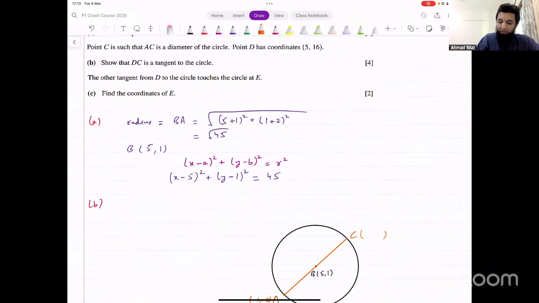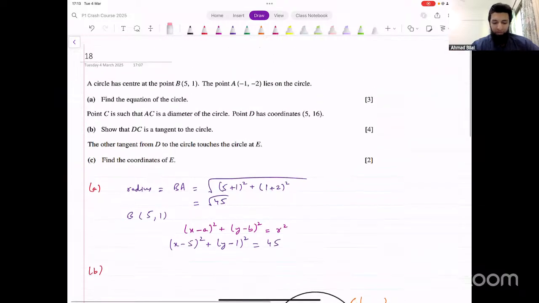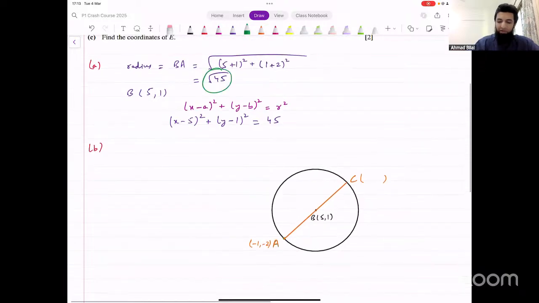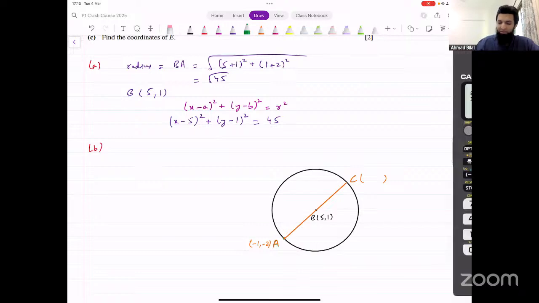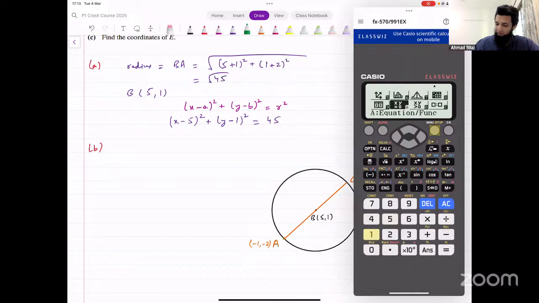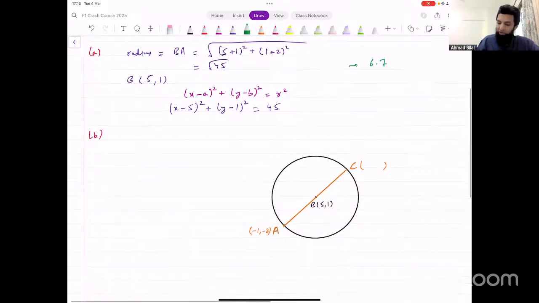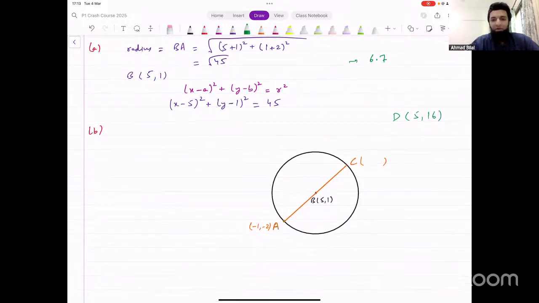There's a point D somewhere that has coordinates 5 and 16. Remember, what was the radius of the circle? Do we know that? The radius was square root of 45. That's like 6 point something. I think 6.7, 6.8. Square root of 45. Yeah, 6.7. That's the radius. Okay, keep that in mind. There's a point D now, 5 and 16. Where should I mark that point?